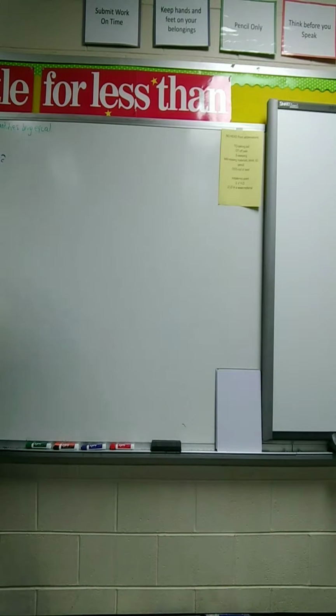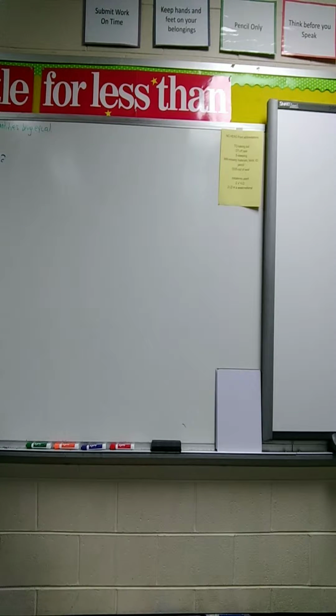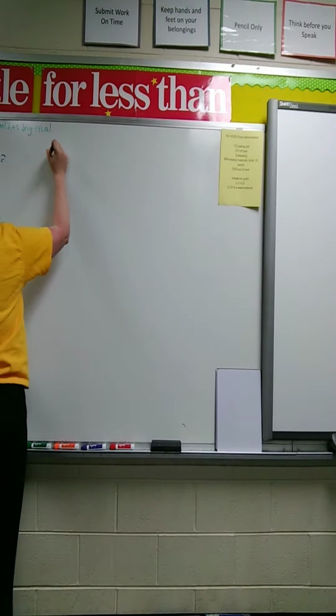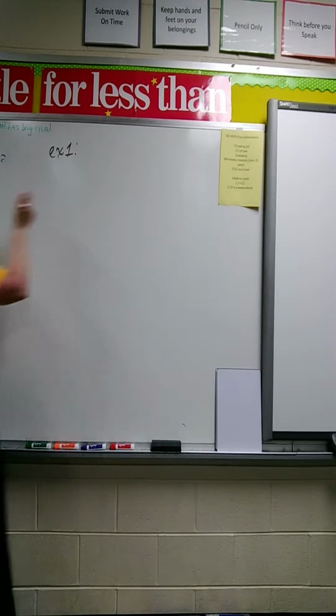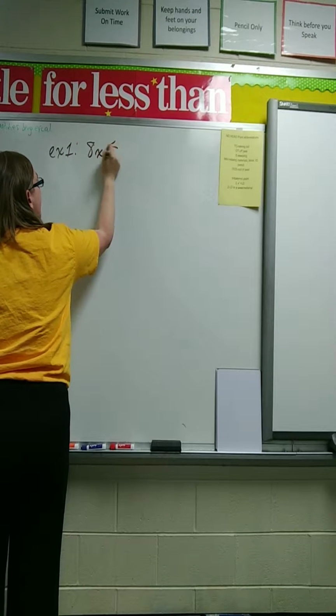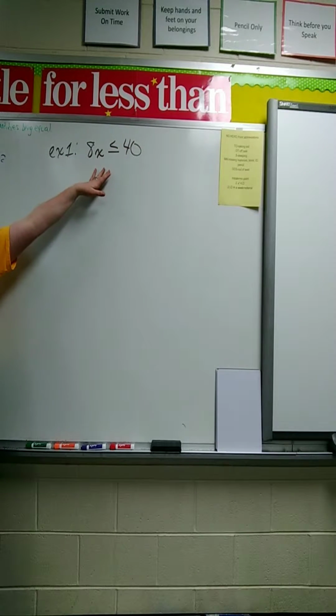We know that the opposite of multiplication is division. We know that the opposite of division is multiplication. So let's look at example 1. We're going to dive right in today. Example 1 says that 8x is less than or equal to 40. Everything's positive, correct? So do I have to worry about flipping my inequality symbol? No. Woohoo.